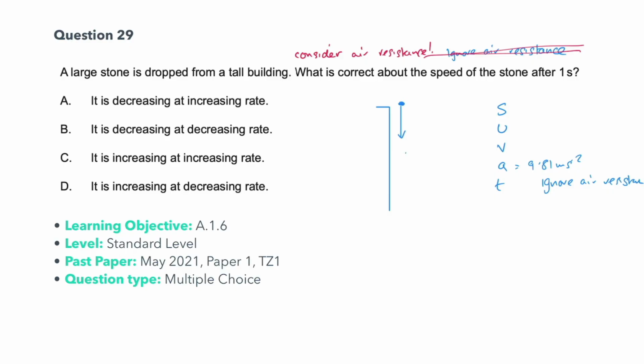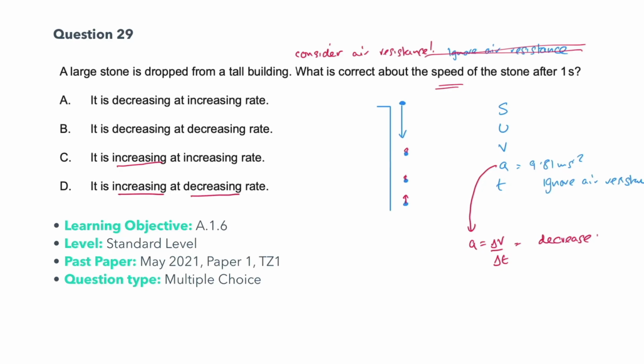Now, given that as that stone falls faster and faster, the air resistance force back upwards on it will be bigger and bigger. That tells us that the acceleration, which is the rate of change of velocity, will decrease. So what is correct about the speed of the stone? It's increasing because it's getting faster, so it's C or D. But it's at a decreasing rate because the acceleration is decreasing due to air resistance. So the answer is D.